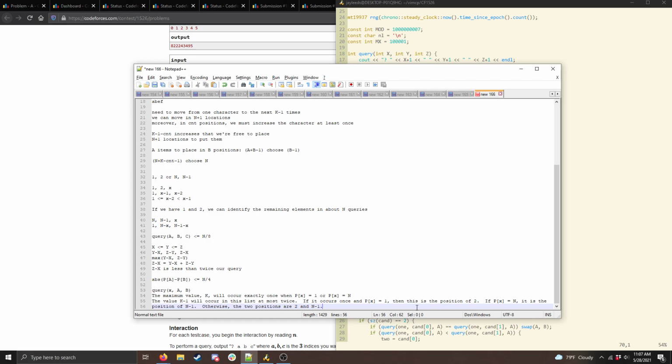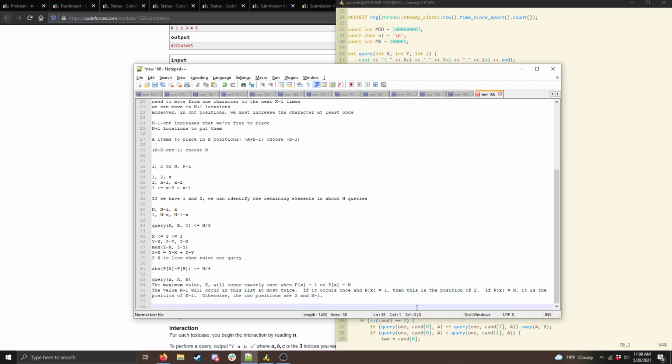And the way we do this is, we need to figure out which one is adjacent to whichever of 1 and n we know. That is, if we have 1, we want to find 2, and if we have n, we want to find n minus 1. So I'm going to explain the case where we have 1 and we want to find 2 because the other one is identical.